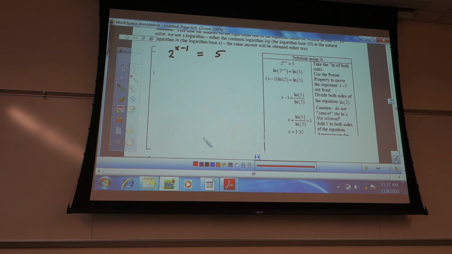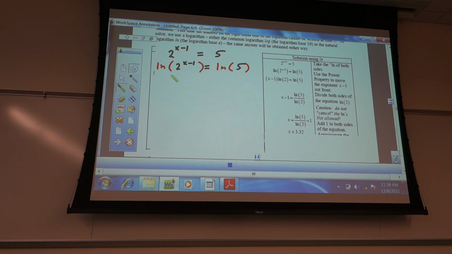So I'm going to do ln of 2 to the x minus 1, and that's equal to natural log of 5. You have to take natural log of both sides, not just one or the other. Whatever you do to one side, you've got to do to the other side. So let me draw my line for success here.